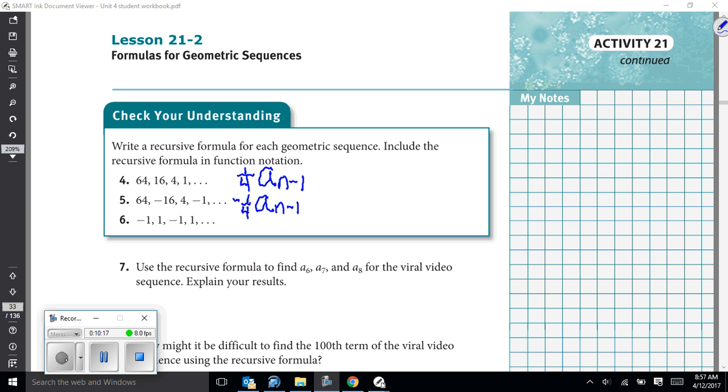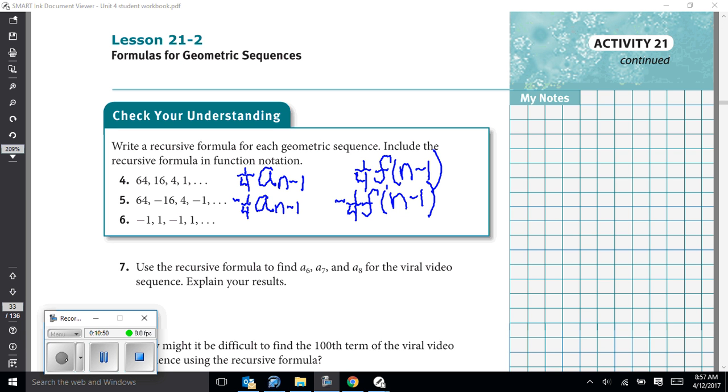So is this number going to change? Is that 1/4 going to change? No. So now it'd be 1/4 f. Yeah. So now we're just taking this n minus 1 and putting it in our function. So now it's just saying take the previous number and multiply by 1/4. What about number 5? How would we write that in function notation form? Perfect.